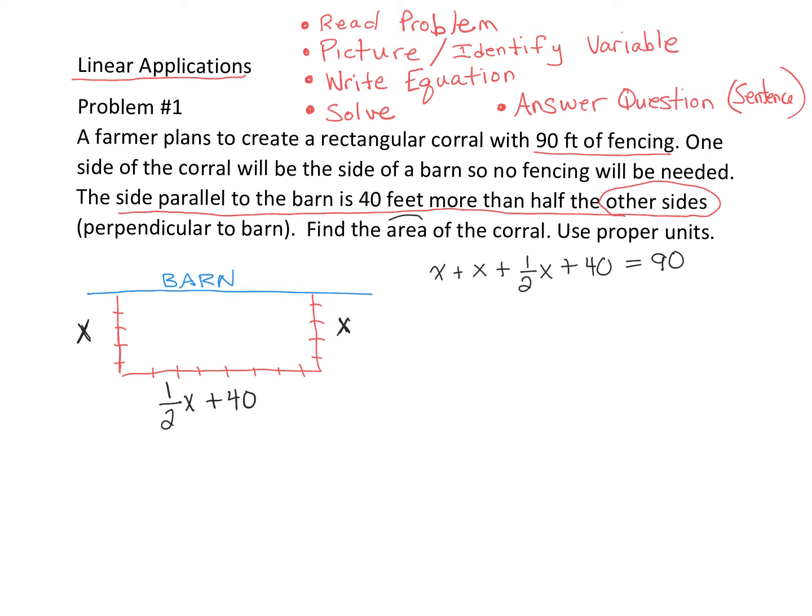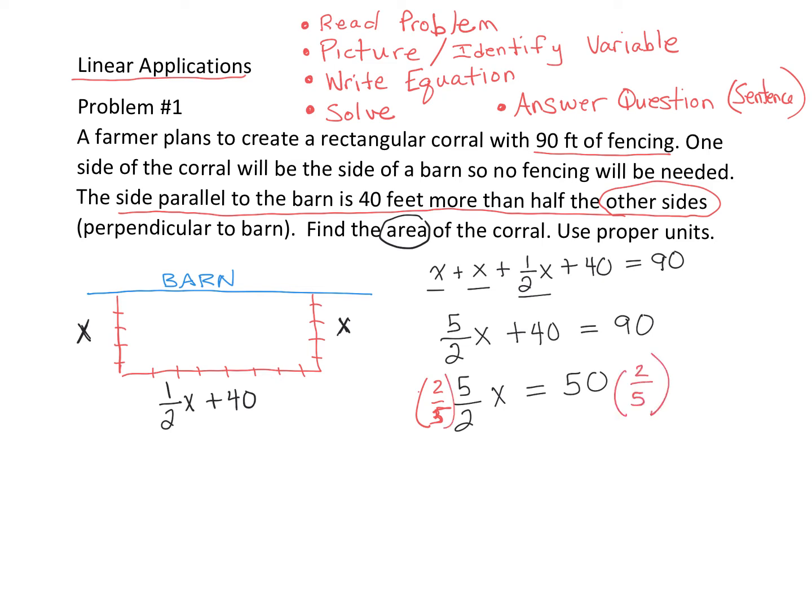Now, we're not directly going to find the area. That's going to be what we answer as our question. But this is the information that we're given. So solving this, we will add our x's. So 1x and 1x and 1/2 x is 2.5, or 5/2 x plus 40 equals 90. We'll subtract 40, so we get 5/2 x equals 50. And then I'm going to get rid of this fraction, multiply by the reciprocal, 2/5 on this side and 2/5 on this side. So these cancel. We're just left with x.